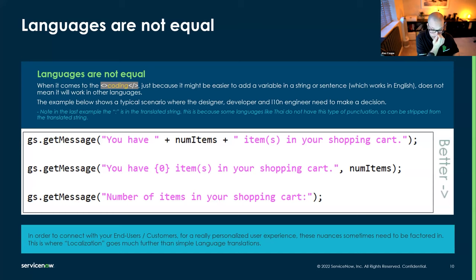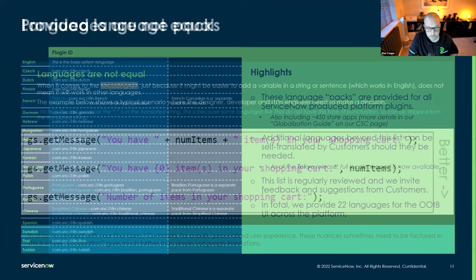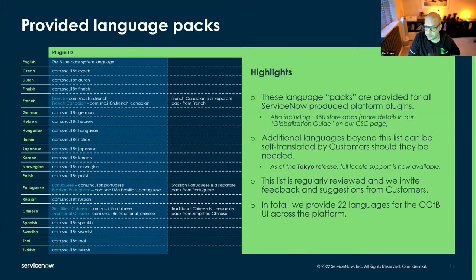So if we go to the next one for a second, we produce 22 language packs out of the box. And a language pack is basically the out of the box UI translations. So if you install French, if you install German, if you install Hungarian, what you're actually doing is including translations of that out-of-the-box UI into 5 tables. We'll go into the 5 tables in a minute.